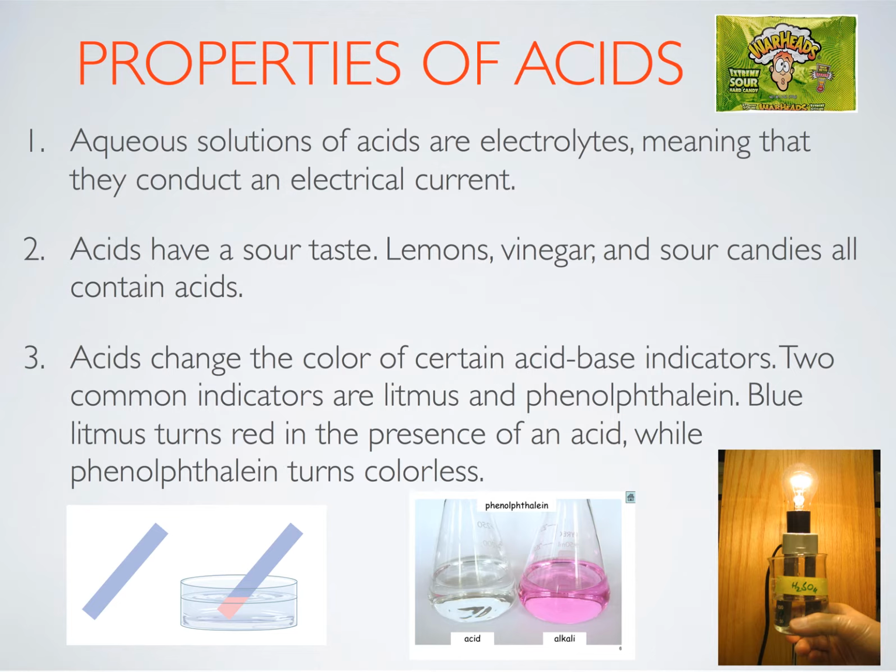Acids can also change the color of certain types of indicators. A common one would be something like litmus. So here you can see litmus paper being put into an acid and it changes color. You could also have phenolphthalein, which is used within titrations. In the presence of an acid, you would have a clear solution, but when it becomes more basic, it becomes this pinkish purple color. We'll talk more about titrations later on.